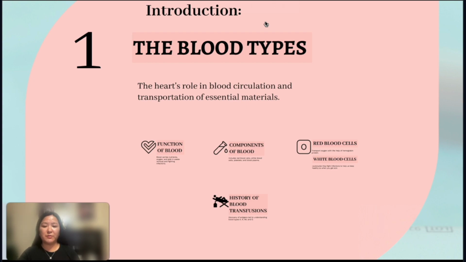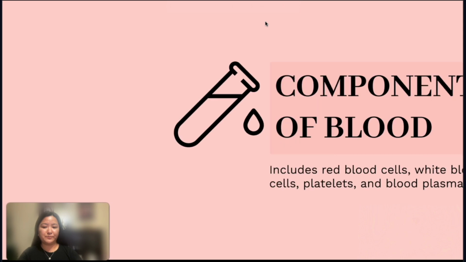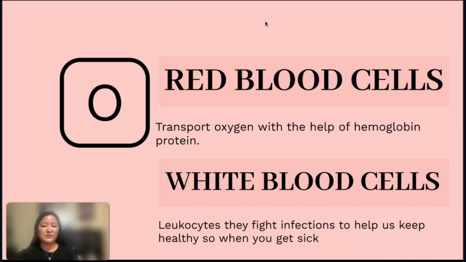Blood is transported around the body via blood vessels, and the composition of blood is red blood cells, white blood cells, platelets, and blood plasma. The red blood cells transport oxygen around the body. They contain a protein called hemoglobin. Hemoglobin helps to carry oxygen from the lungs to the rest of the body. Red blood cells are also known as erythrocytes. White blood cells are also known as leukocytes. They fight infection to help us keep healthy. So when you get sick, it's the production of white blood cells that helps you fight the cause of sickness.